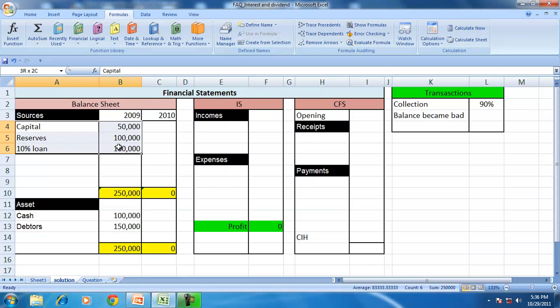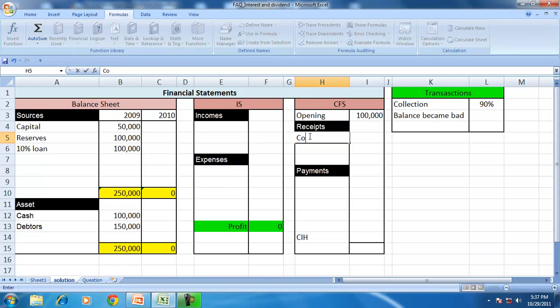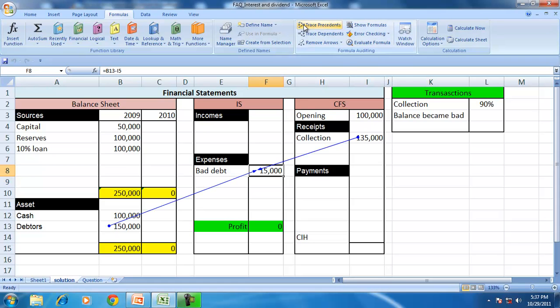We'll continue with the simple balance sheet which has some sources and corresponding assets. We have taken only one transaction: collection during the period of 90%, no other transaction, and the balance of the debtor has become bad. So the opening cash in hand is 100,000. No incomes, because collection is not an income but the reduction of the assets, that is the debtors. So we are collecting 90% of the debtors, and the balance debtor is bad debt, and bad debt is shown as a loss.